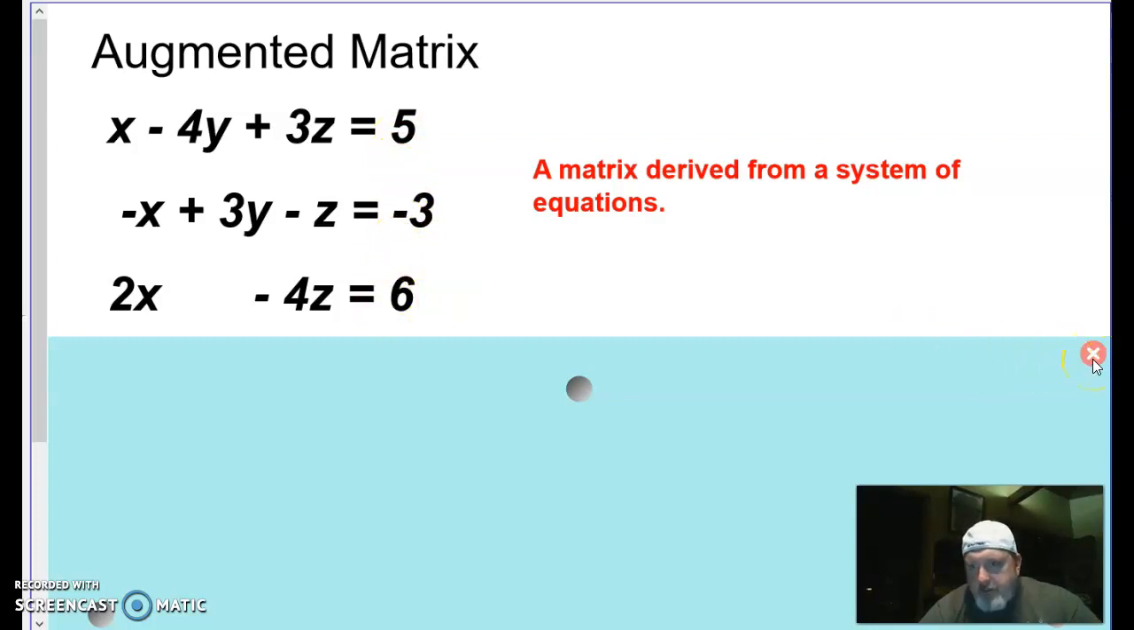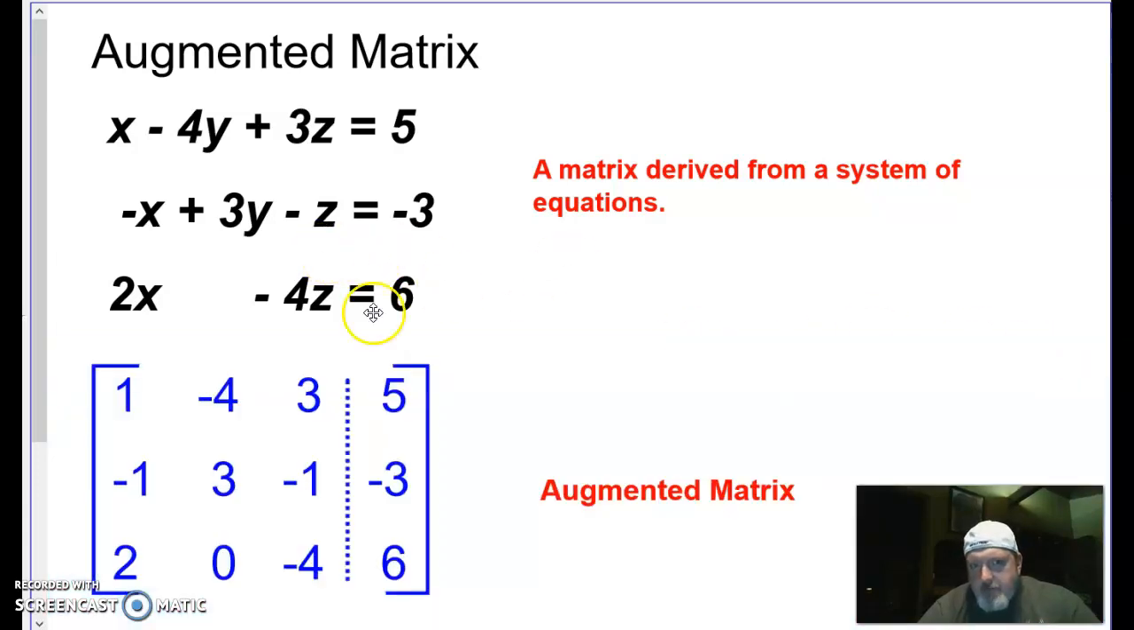When we do an augmented matrix, we just take the coefficients. So in the first equation, notice we have 1x, -4y, and 3z. We just write those coefficients right here, 1, -4, and 3. And then we have this little vertical dotted line and what the equation equals. So in this case, it equals 5. We'll do the same thing for the next equation, -1x, 3y, -1z, equal to -3. 2x, 0y, -4z, equal to 6. What this augmented matrix allows us to do is solve this system of equations. We'll get into that in a little bit.